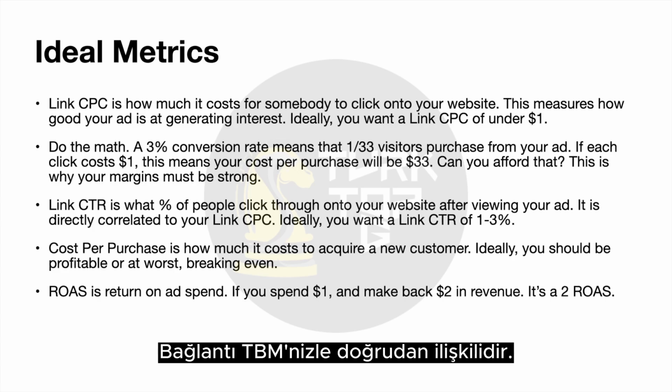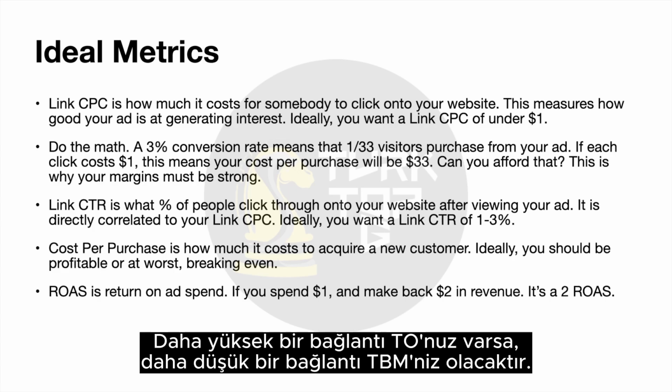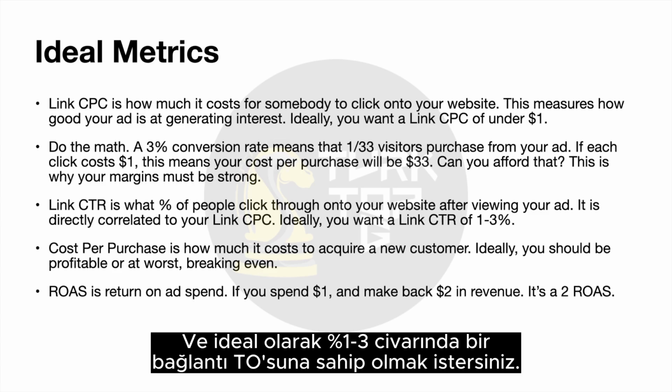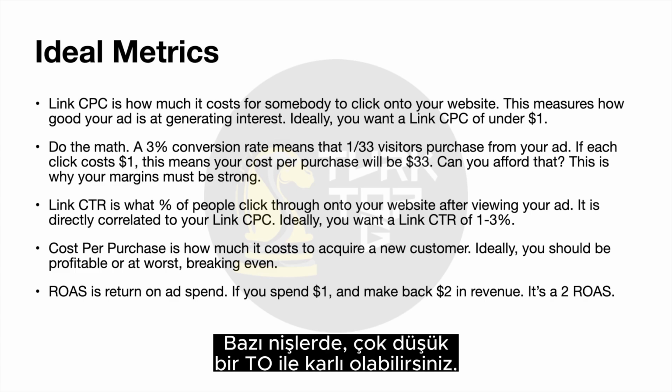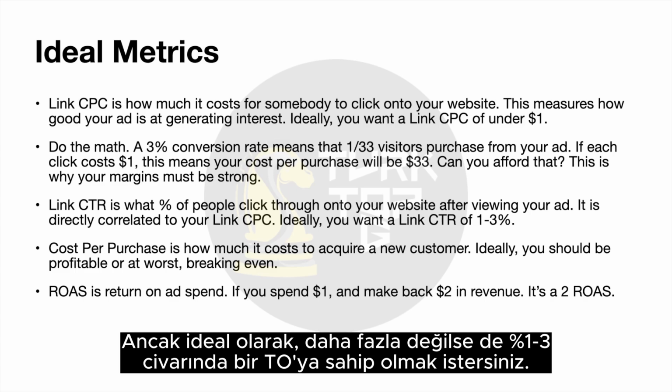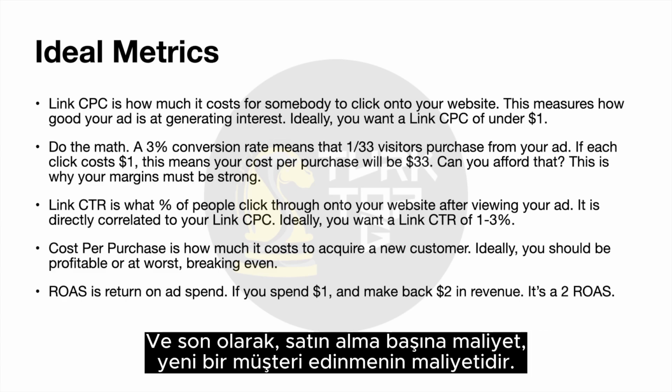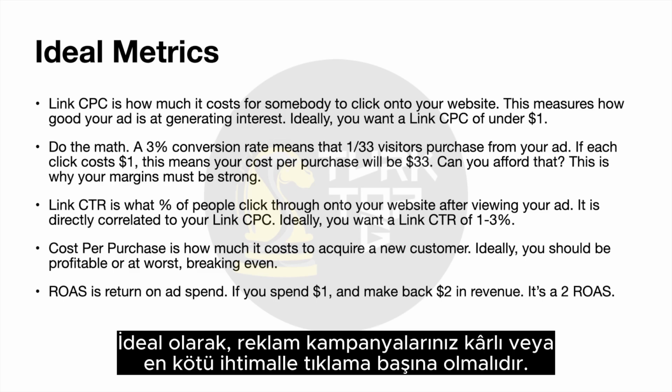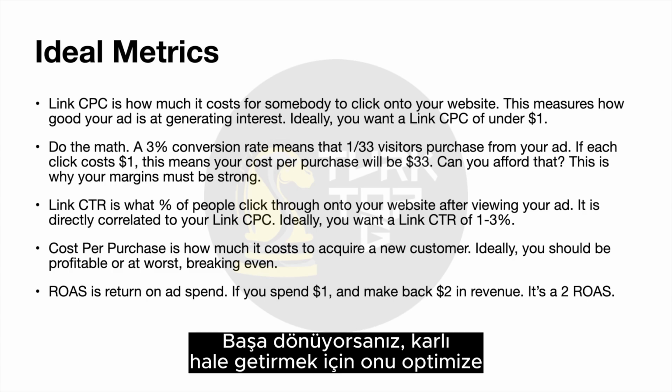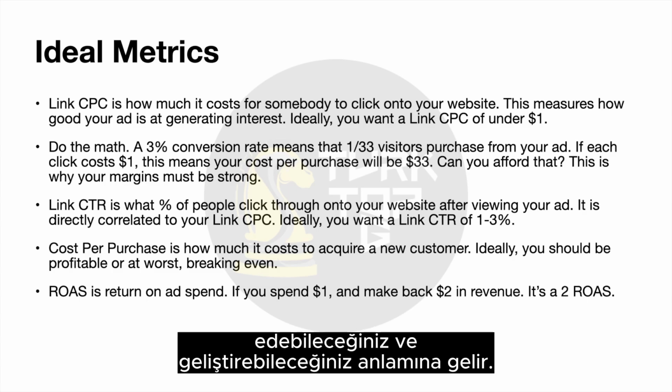It is directly correlated to your link CPC. If you have a higher link CTR, you'll have a lower link CPC. And ideally, you want to have a link CTR of around 1 to 3%. In certain niches, you can be profitable with a very low CTR. But ideally, you want to have a CTR of around 1 to 3%, if not more. And finally, cost per purchase is how much it costs to acquire a new customer. Ideally, your ad campaigns should be profitable or at worst breaking even. If you're breaking even, it means you can optimize it and improve it to make it profitable.